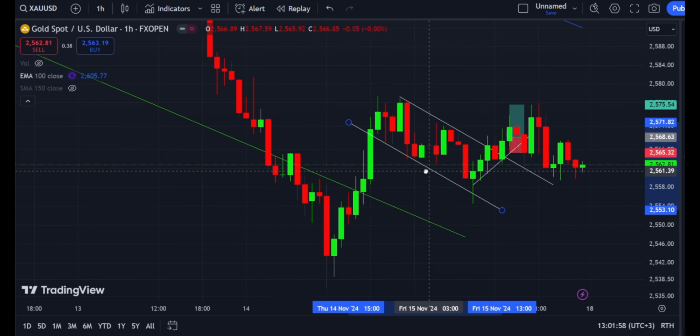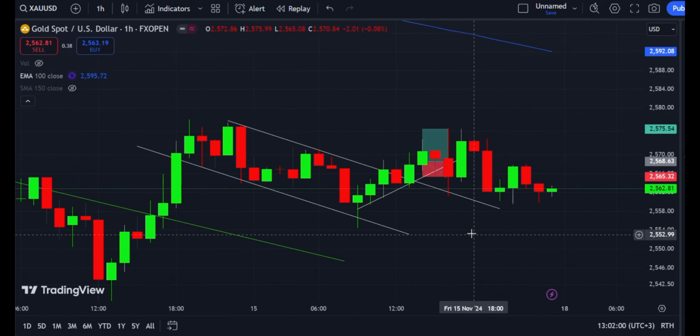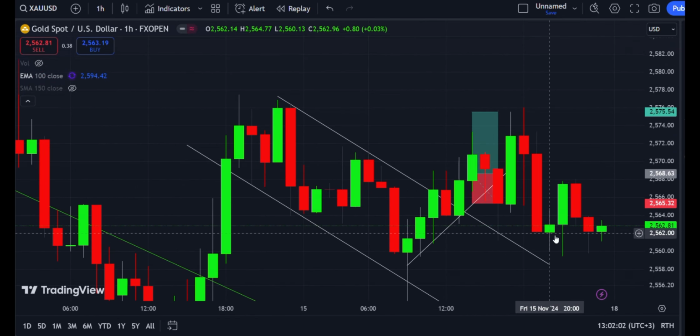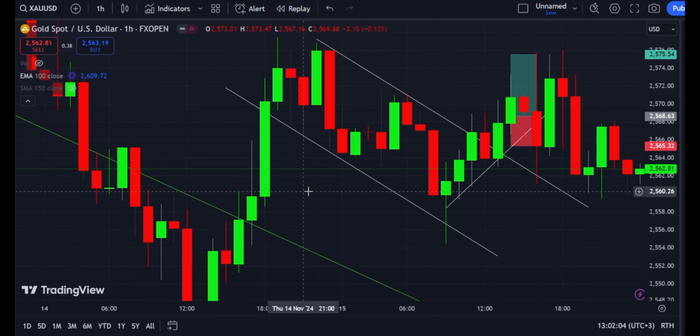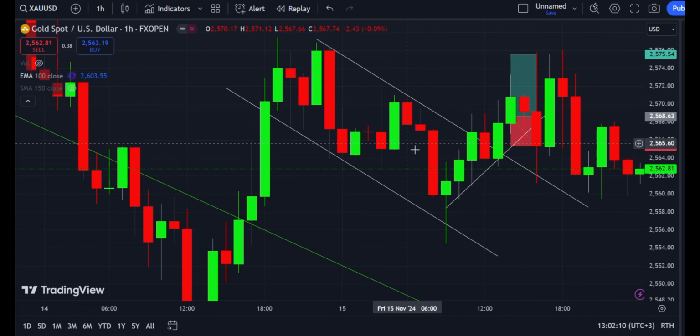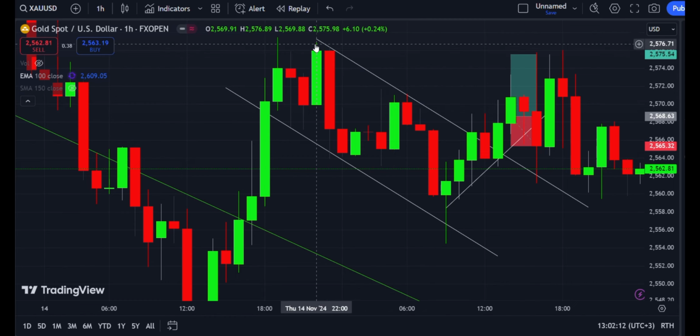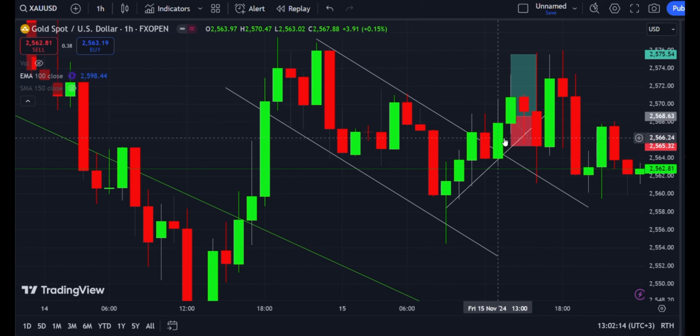Yeah, around this area here, as you can see, guys. If you look closely, it came from the high here, came to test the low here, continued to form a high here, and this was the perfect flag. How many times? 1, 2, and on the third time it broke through it.